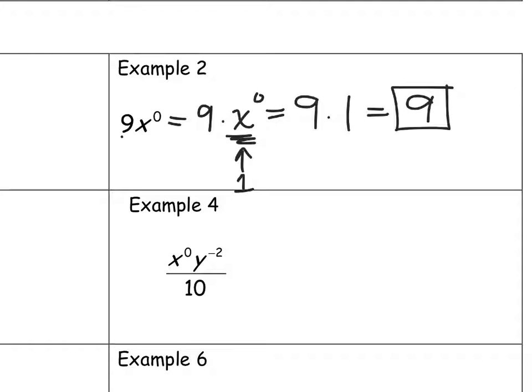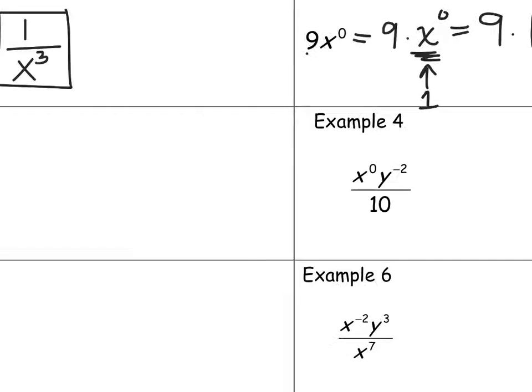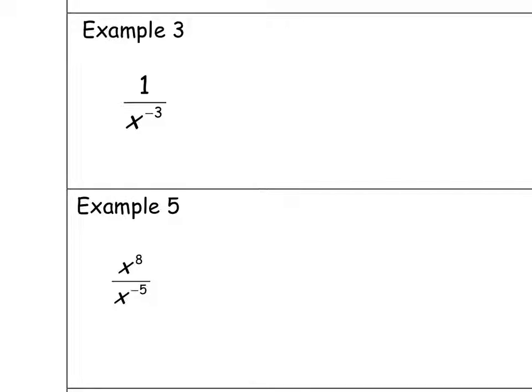All right. Next problem over here, example 3, 1 over x cubed. Okay, I have 1 over x to the negative 3. I have a negative exponent. It's in the denominator, so it wants to move out of the denominator to the numerator, and when it does that, it becomes positive. And now there is nothing left in the denominator, so I put a 1, and that means this is just x cubed.